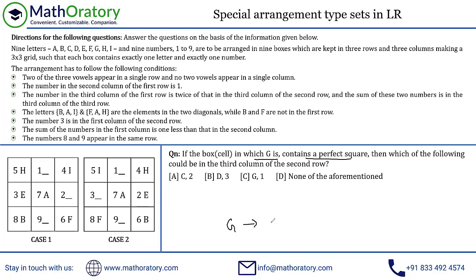So G has to occupy 1 or 9. We don't know where that is being placed. Which of the following could be in the third column of the second row? So the third column of the second row is this one. Same thing, this one. So which of the following could be?